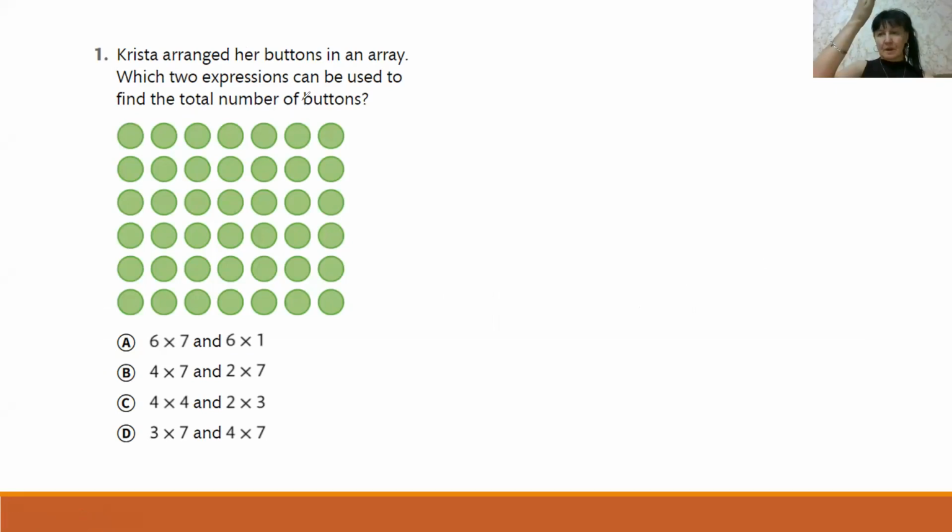I'm reminding you, we are counting this way and this way. So here we can see 1, 2, 3, 4, 5, 6. And here 1, 2, 3, 4, 5, 6, 7. So the equation here is 6 times 7. Now we need to choose which expressions can be the same.